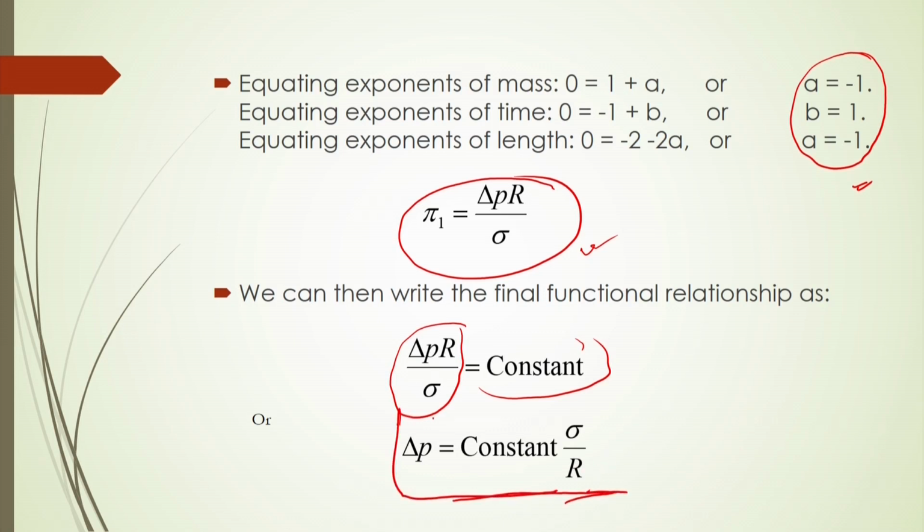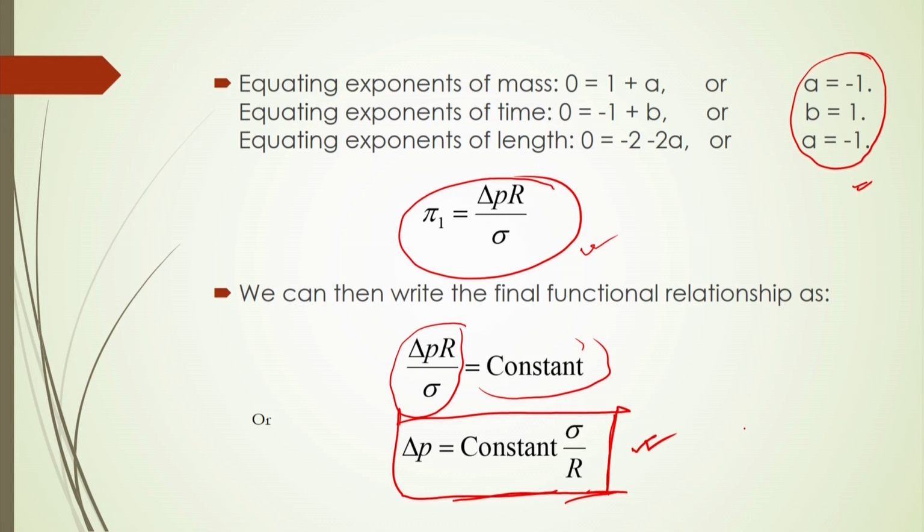So, this is your Laplace equation for soap bubbles, or bubbles that are formed for stabilizing. By dimensional analysis we can also form the Laplace equation for expressing the equation for the bubble in its stabilized condition. That will be delta p equal to constant into sigma by r.